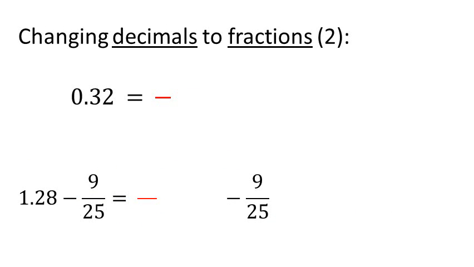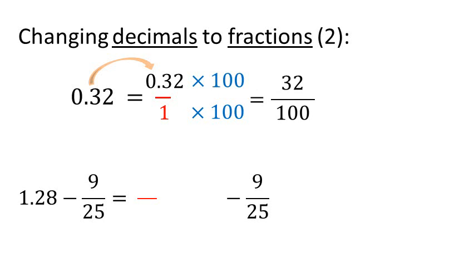Let's consider the next decimal, 0.32. This can be changed to a fraction by adding over 1 once again. So it is 0.32 over 1. To eliminate a decimal in a fraction, we need to multiply 100 to both the numerator 0.32 and the denominator 1. Then we have 32 over 100.